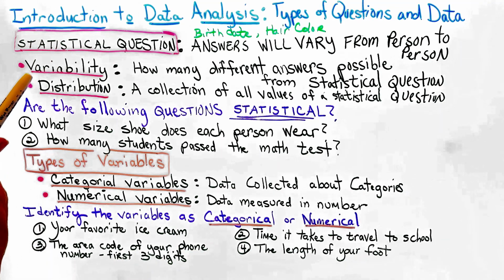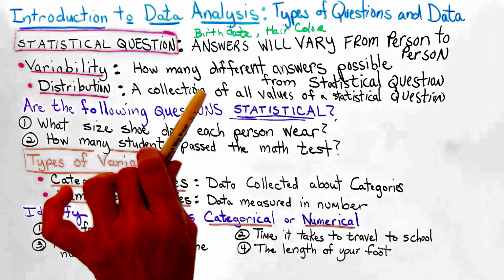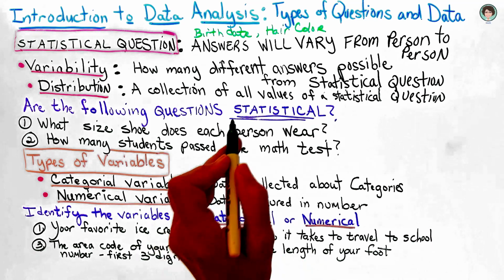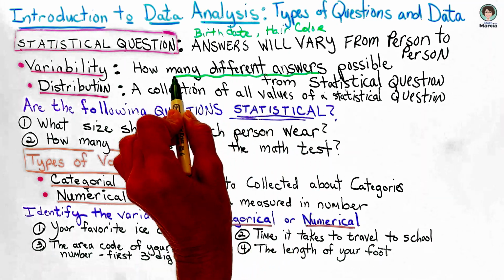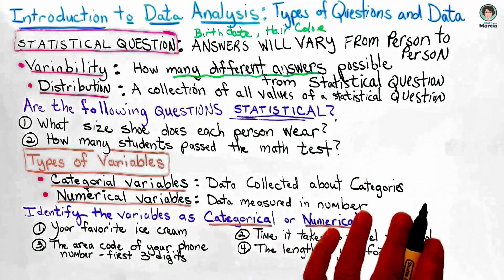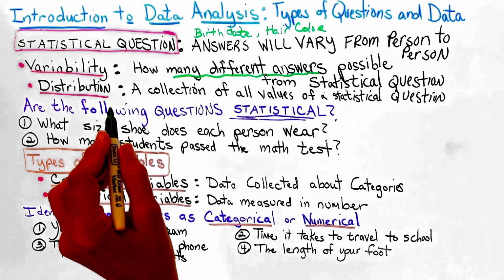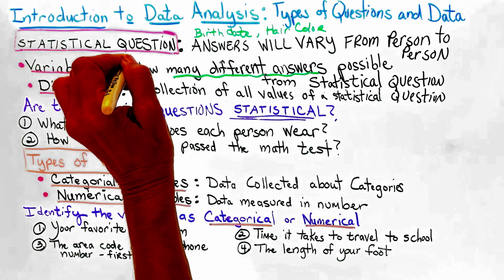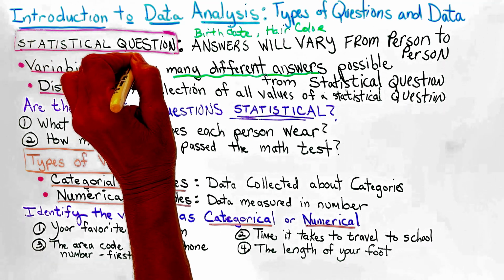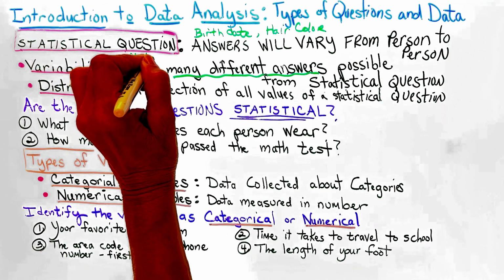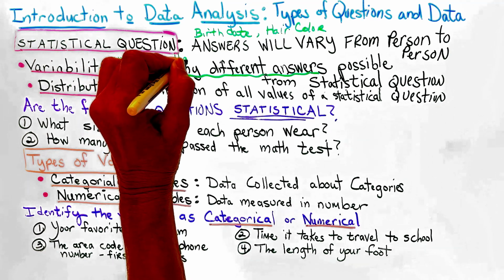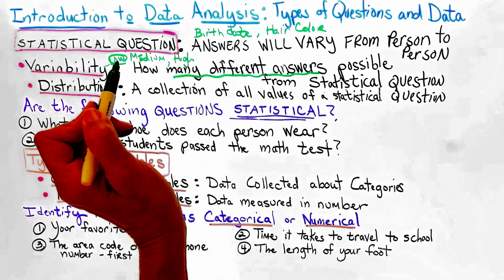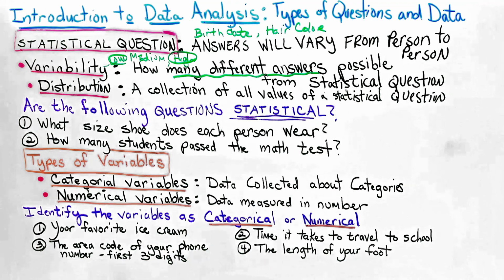So the variability, this word will be used a lot, is how many different answers are possible from your statistical question. So when we say how many different answers are possible, we're not looking just for a number. For the variability, it could be a low variability, it could be a medium one, or it could even be a high variability. So usually the two words that are used are: does it have a low, or does it have a high variability?